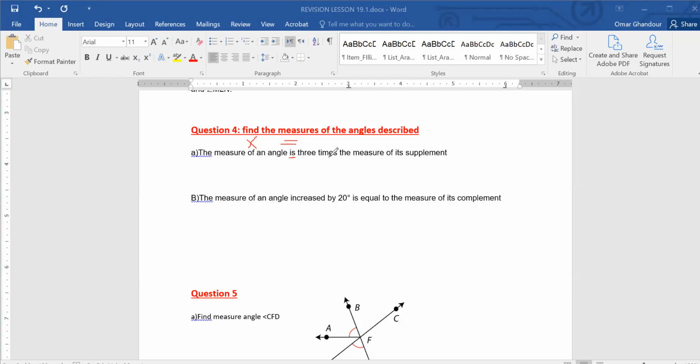3 times means what? 3 multiplied by. Yes, exactly. So 3 multiply, and multiply means as if you are putting a certain bracket. And then let's read what is inside the bracket: 3 times the measure of its supplement. What is the supplement of an angle? 180? No, not 180. Girls, I confuse supplementary.